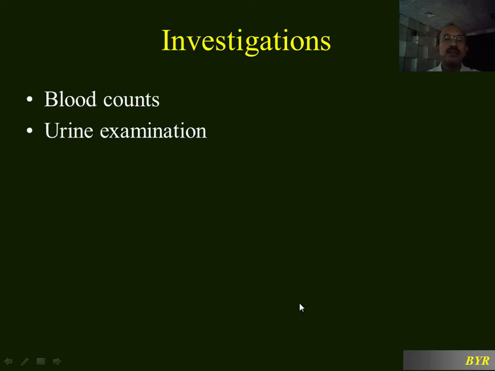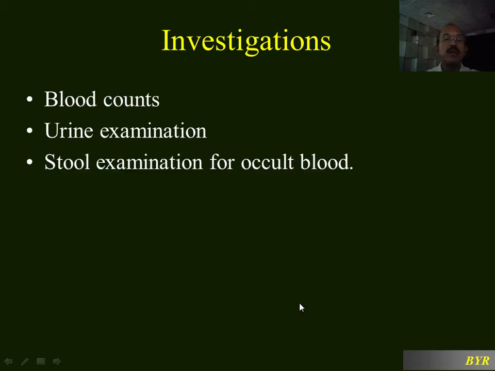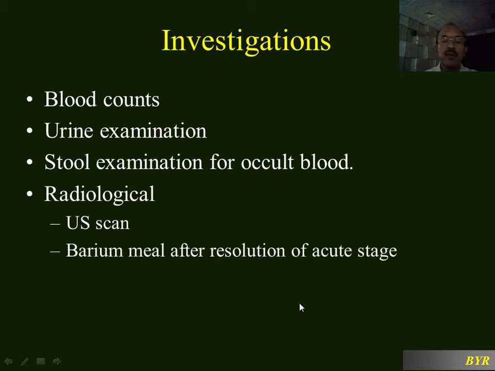Investigations: blood counts, urine examination, stool examination for occult blood to rule out the cecal condition. Radiological investigations, namely ultrasound scan, barium meal after resolution of the acute stage, colonoscopy. Ultrasound scan will reveal the mass as well as the abscess. If the mass is not resolving within 3 weeks, you have to do colonoscopy to exclude ileocecal tuberculosis and carcinoma.